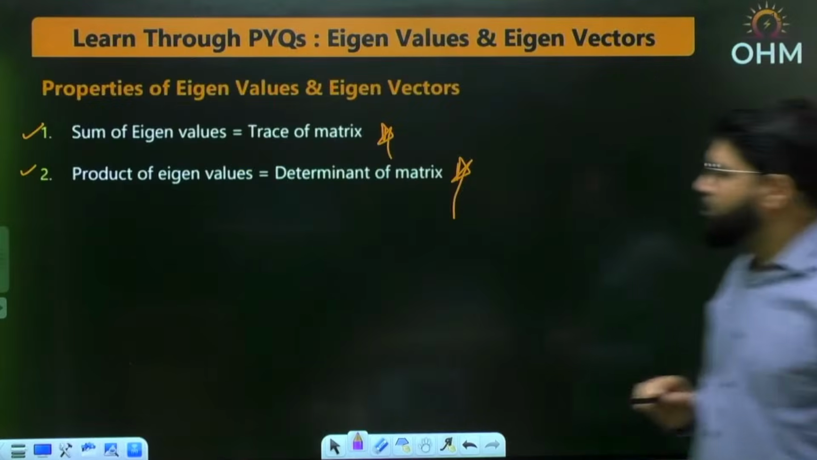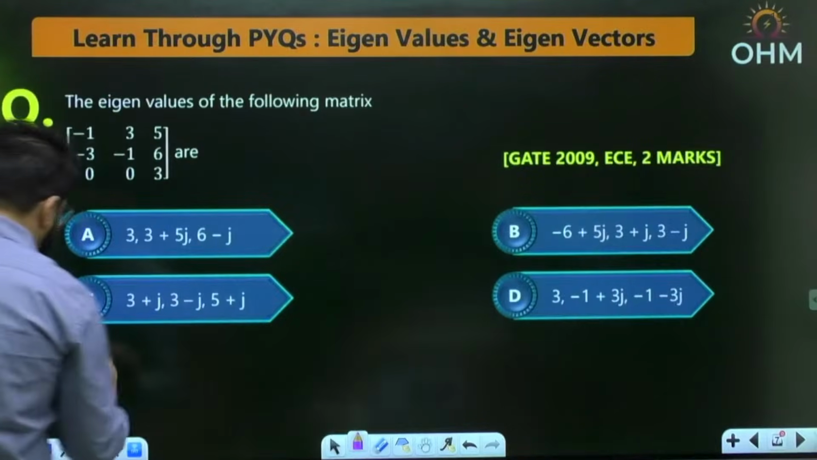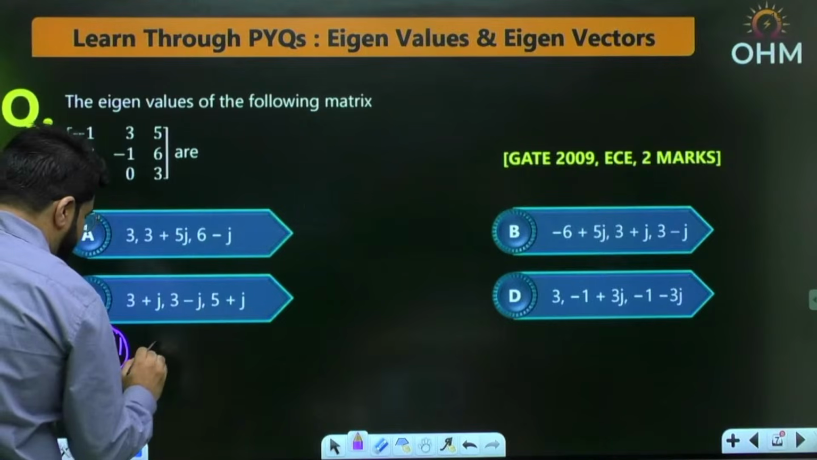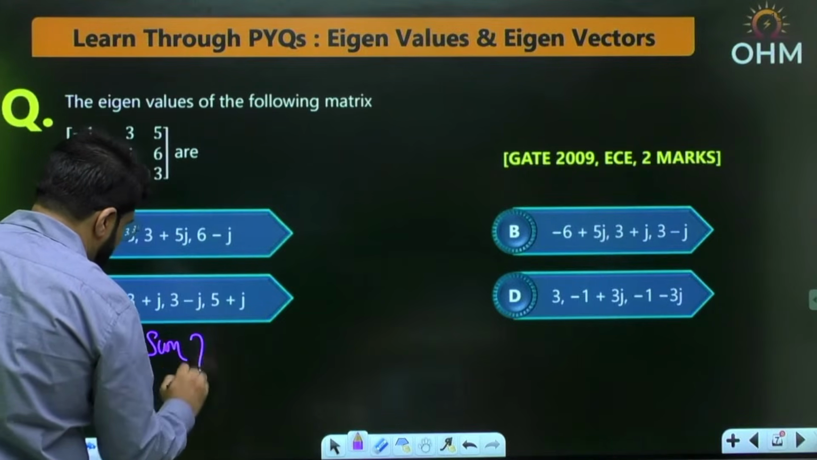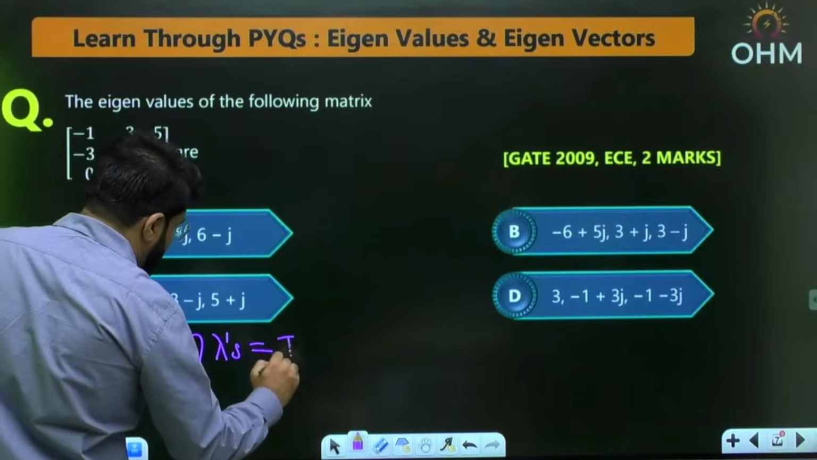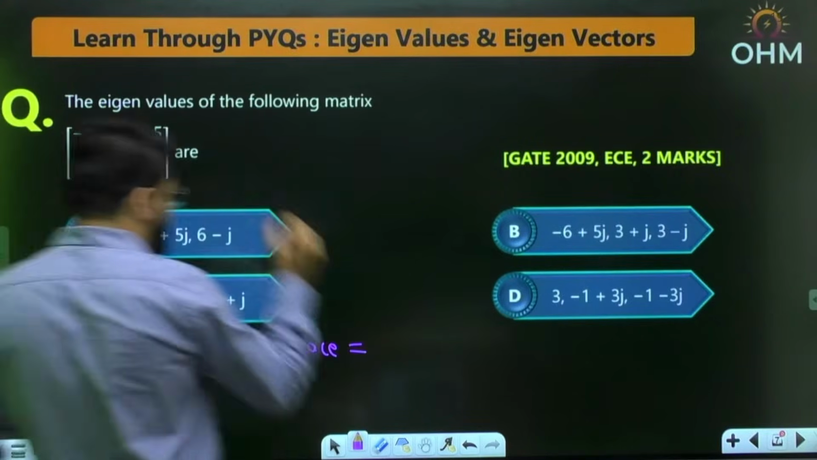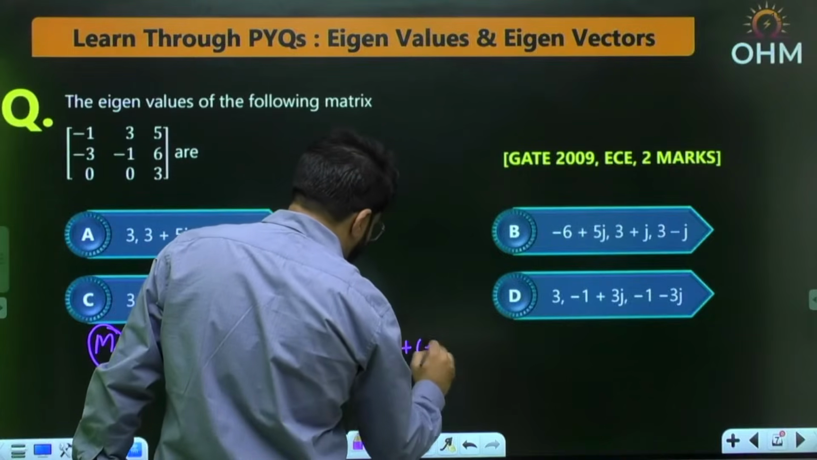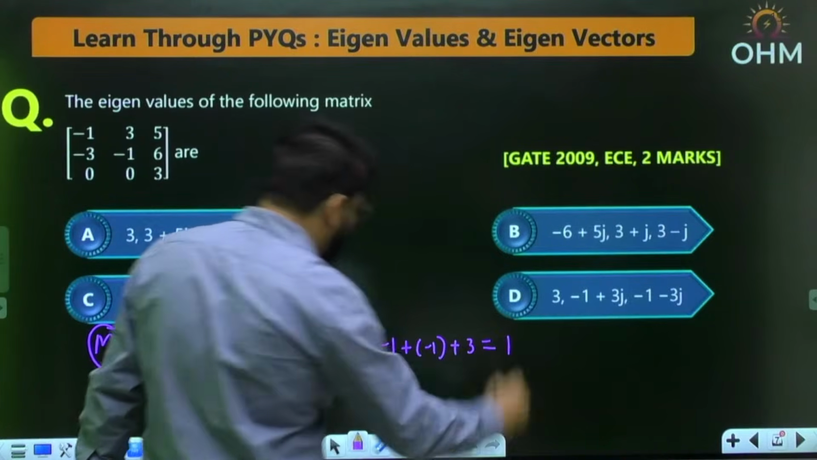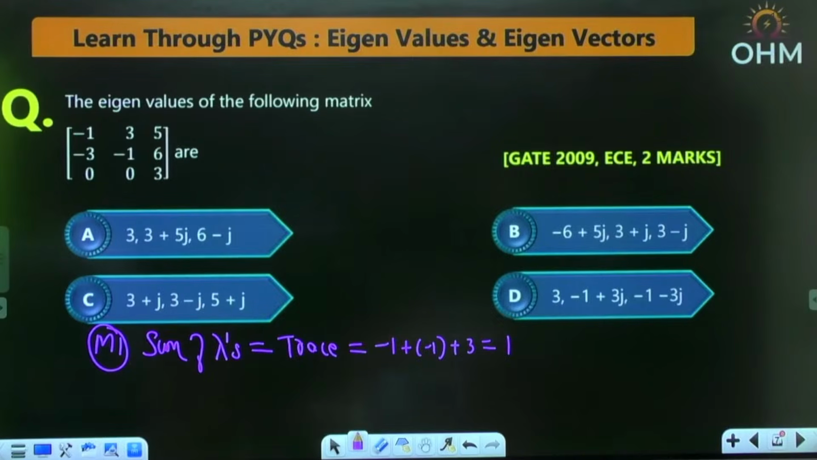Now here, what is method number 1? Method number 1 is the trace method. Sum of lambdas is equal to trace. What is the trace of the matrix? Minus 1 plus 3. Minus 1, another minus 1 and plus 3, and this is equal to 1.